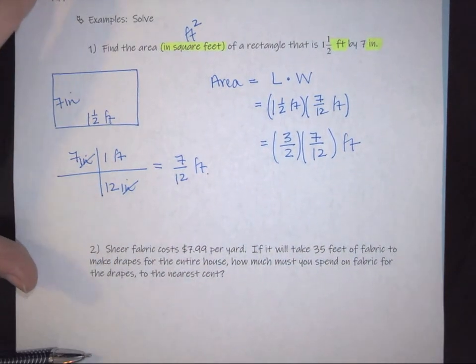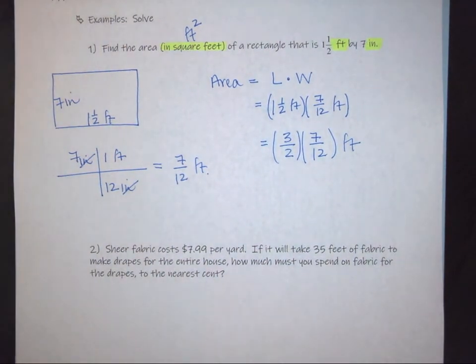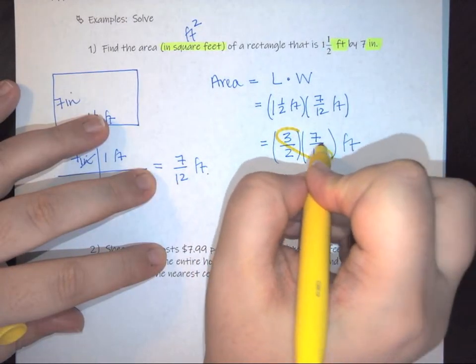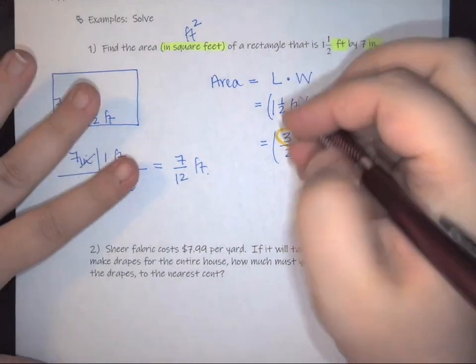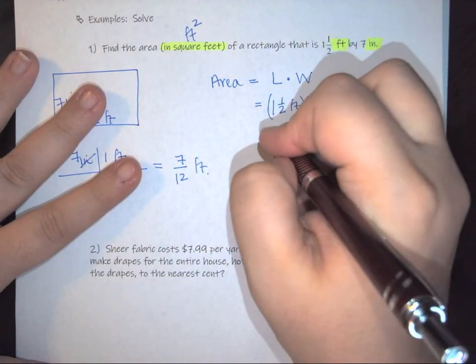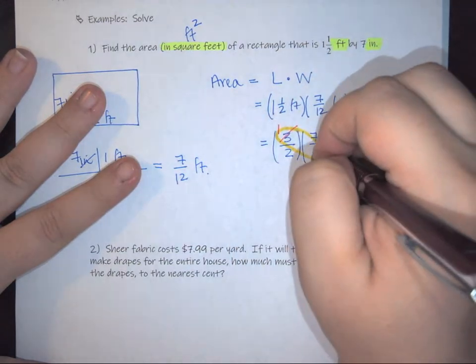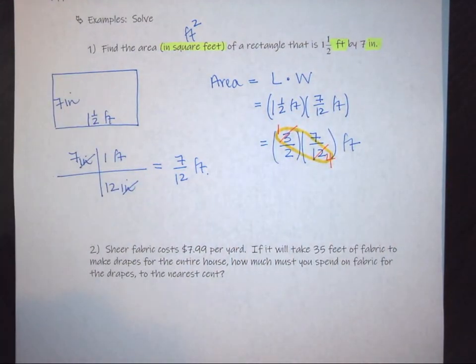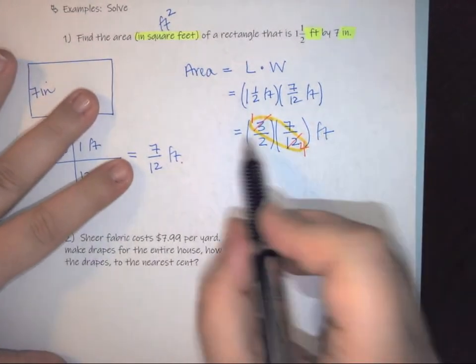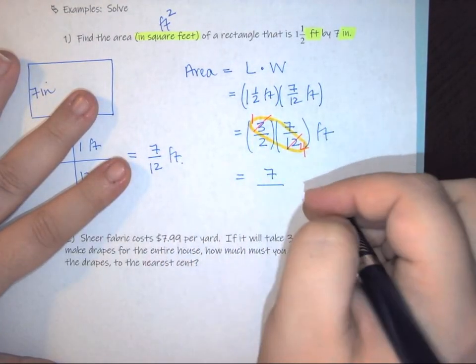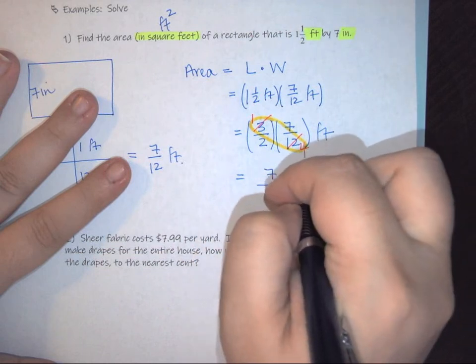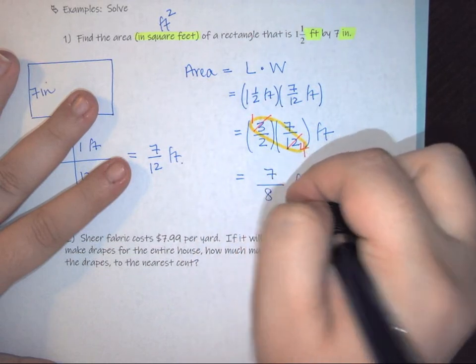Well, when we do that, again, this goes straight back to knowing how to work with fractions. So here I've got this 3 over 12 piece that can reduce down. So here 3 goes away, leaves me with 1, 12 goes away and becomes a 4. So in this case, when we go straight across, this is going to give me 7 over 2 times 4, which is 7/8 feet squared.